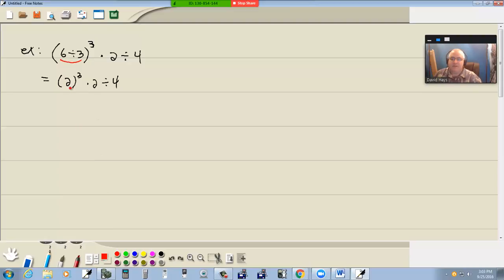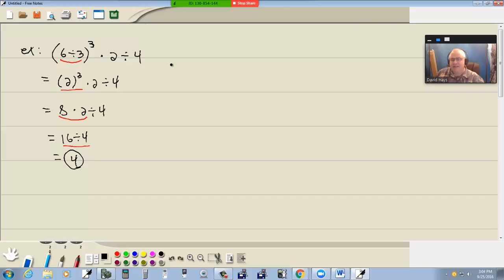Please excuse, exponents. So we'll do this 2 to the third. That 2 to the third means 2 times 2 times 2, which is 8. Everything else carries down. My dear: multiplication or division as you encounter either one from left to right. Our first multiplication or division from left to right is 8 times 2, which is 16. And then our last item, we've got 16 divided by 4, which gives us 4. And that would be our answer.